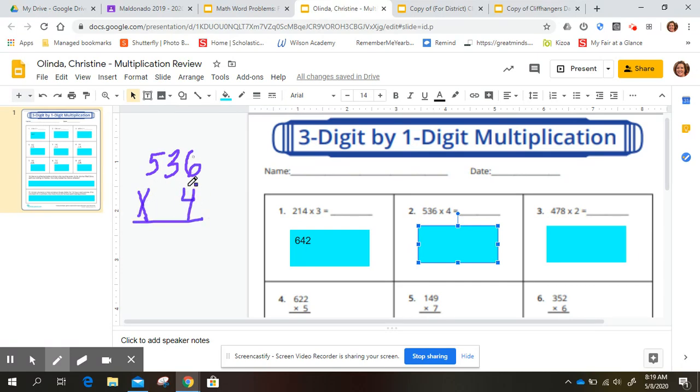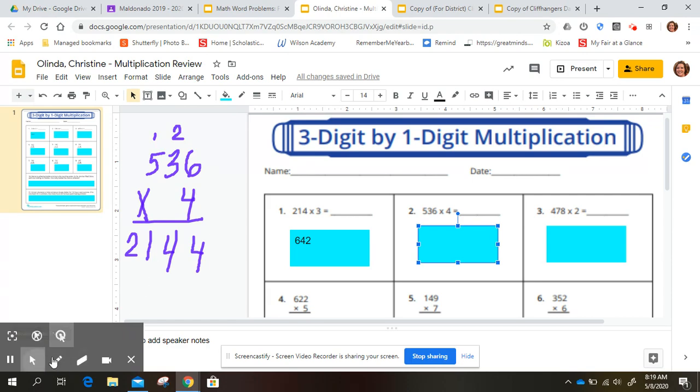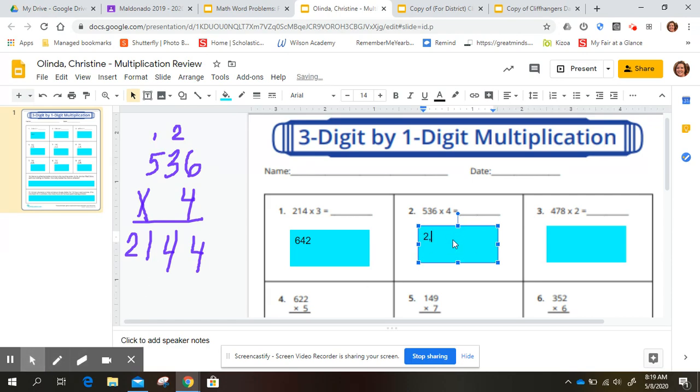4 times 6, you start here in the ones place. 4 times 6 is 24. You have to put the 2 at the top and the 4 at the bottom. 4 times 3 is 12, and then you add 2 more, which is 14. 4 times 5 is 20, and then 1 more is 21. And so we're all finished there, and my answer would be 2,144.